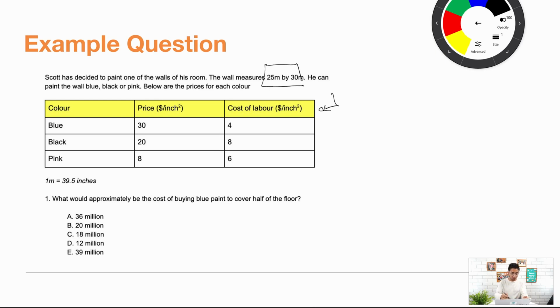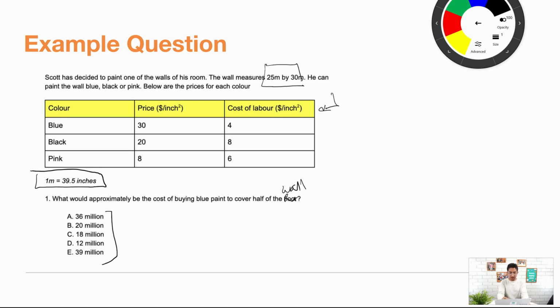Let's look at the answer options. The answer options are in millions. Cool. And they give you the conversion between meters and inches. Great. So it's a wall. You can expect the wall is a rectangle. So we obviously have to figure out the area of the wall, because what is the question asking? What would approximately be the cost of buying blue paint to cover half of the floor? I'm guessing that's meant to say wall. Doesn't matter, floor, wall. We're trying to cover half the wall with blue paint, and they give us the measurements.